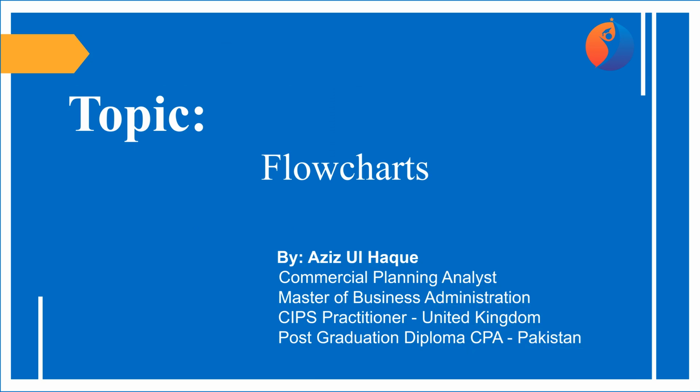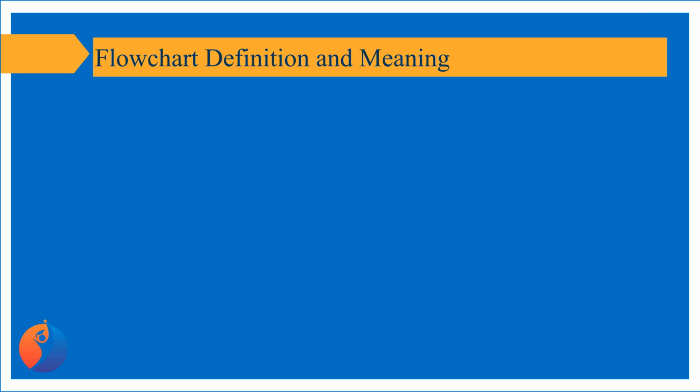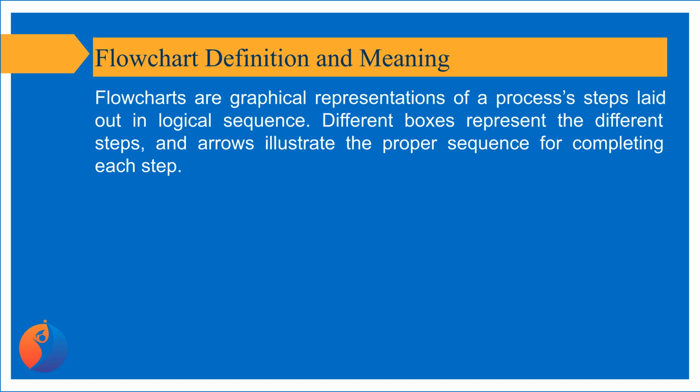Think Future Academy. Today we will learn and understand the different shapes used in flowcharts. Flowchart definition and meaning. Flowcharts are graphical representations of a process's steps laid out in logical sequence. Different boxes represent the different steps, and arrows illustrate the proper sequence for completing each step.